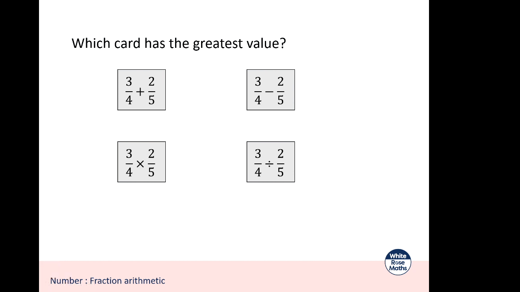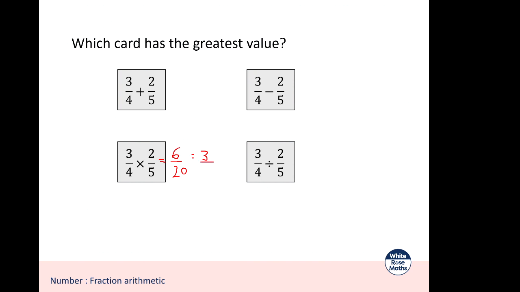So when you multiply fractions, multiply top by top, I get 6, and bottom by bottom, I get 20. I get 6/20, which simplifies to 3/10.